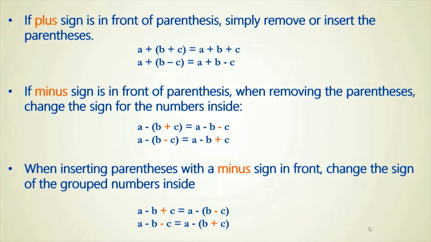So in the first expression, a minus b plus c, if we're to group b and c together, then minus b plus c becomes minus parentheses b minus c. In the second one, to group b and c together, minus b minus c becomes minus parentheses b plus c.